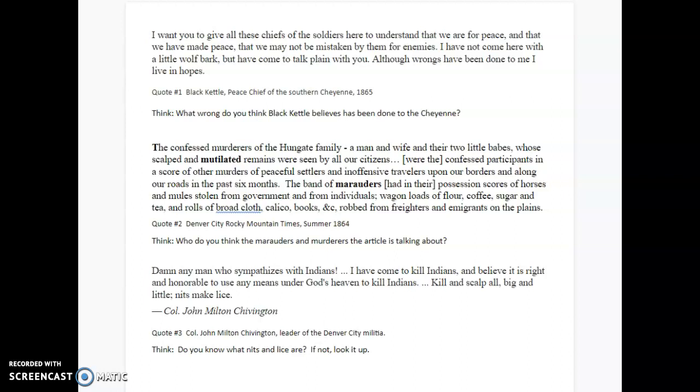Colonel Chivington was a volunteer in the Denver City militia during the Civil War. And this was a quote from him at the time when these murderers and marauders were active on the plains. And I want you to think, do you know what nits are? Do you need to look that up? Do you know what lice are? So think about how he is describing Native peoples.